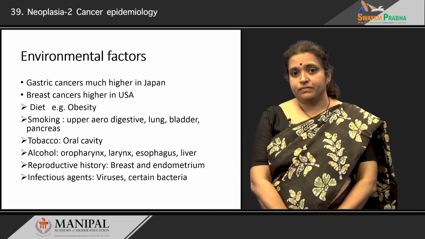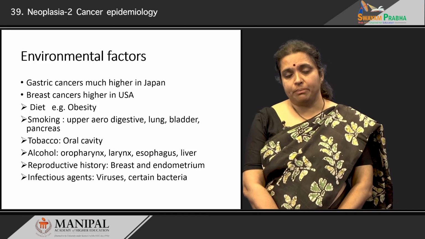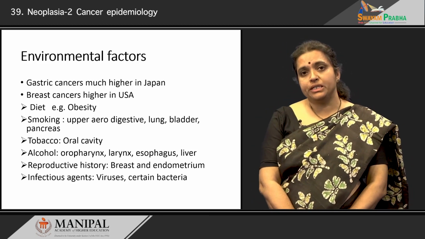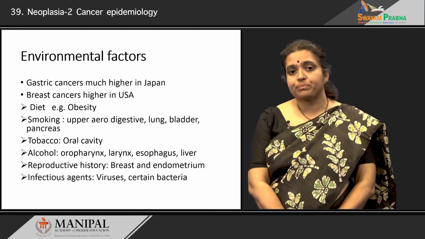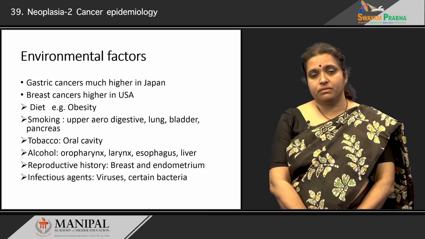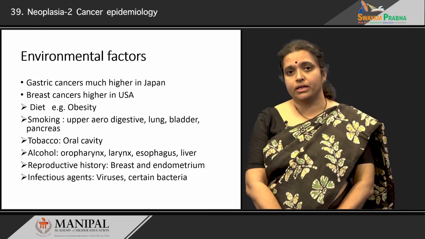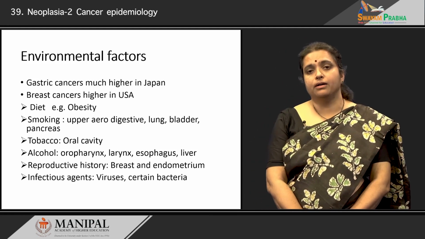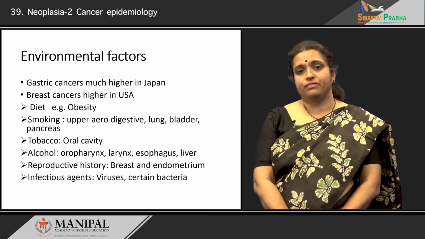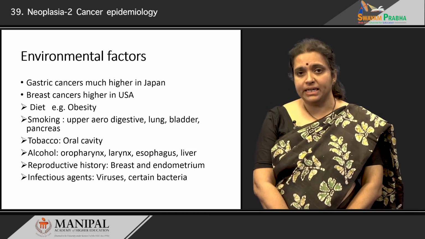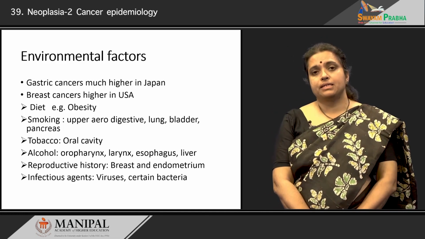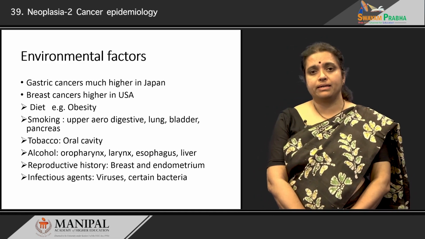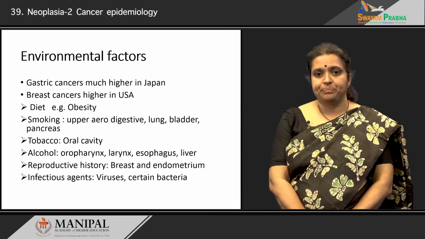There could be features of diet that affect the development of cancer. For instance, obesity is known to predispose to many cancers. Smoking, of course, everyone knows that smoking is a highly cancer causing substance. So, with smoking you have many kinds of cancers that can develop, such as upper aerodigestive cancer, lung cancer, urinary bladder cancer and pancreatic cancer.